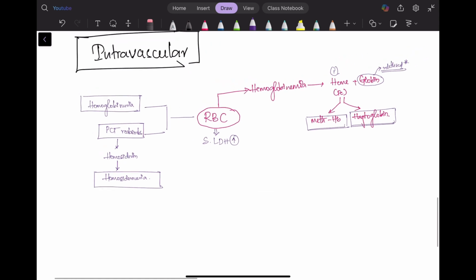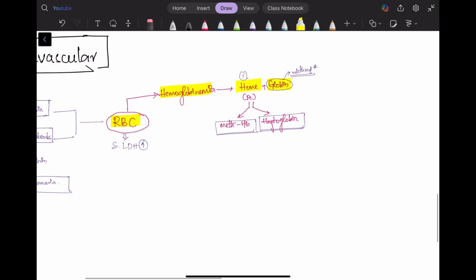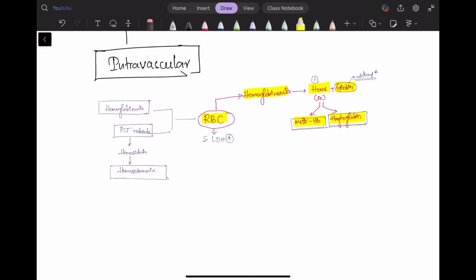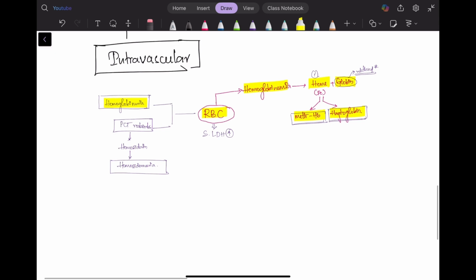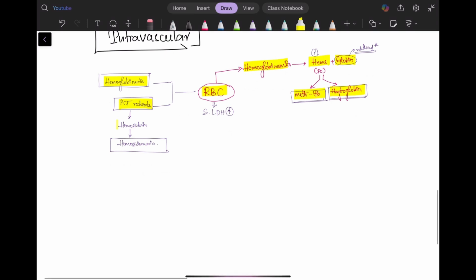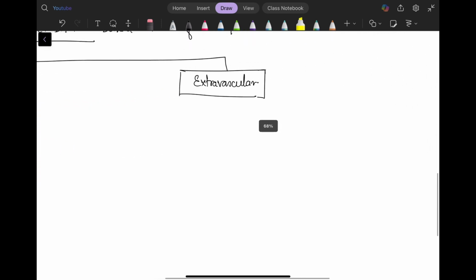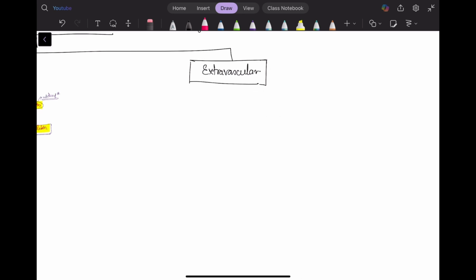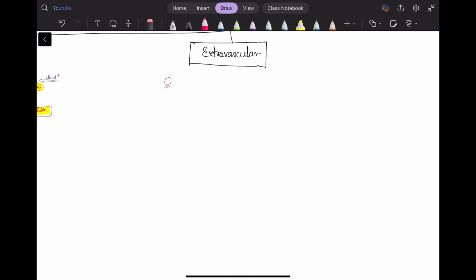I hope there is no doubt. So what happens? First, RBC will break down into heme and globin, which forms methemoglobin or haptoglobin. Okay, then RBC forms hemoglobinuria, where PCT reabsorbs. Further hemosiderin is formed, then hemosiderinuria. So this is about the intravascular thing. Now we will see about extravascular. Remember, extravascular is nothing but except the vessel, whatever happens is extravascular. So it was a lame joke, still you have to remember it. Okay, so there is only one thing extravascular can happen, that is your spleen.